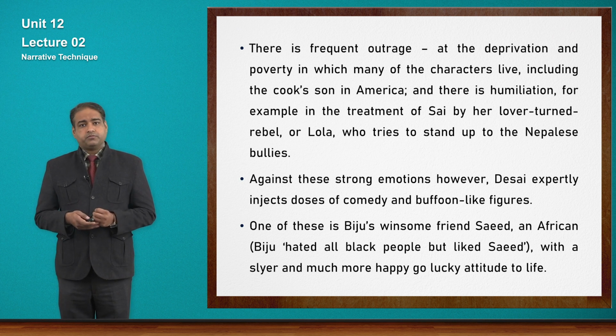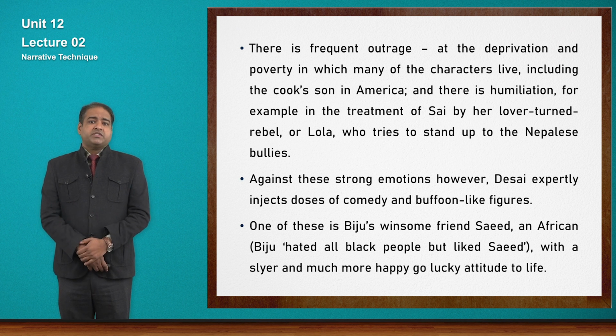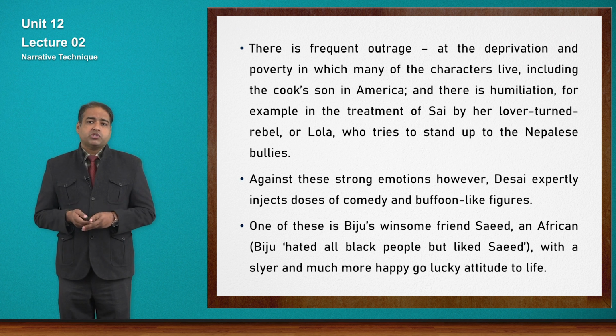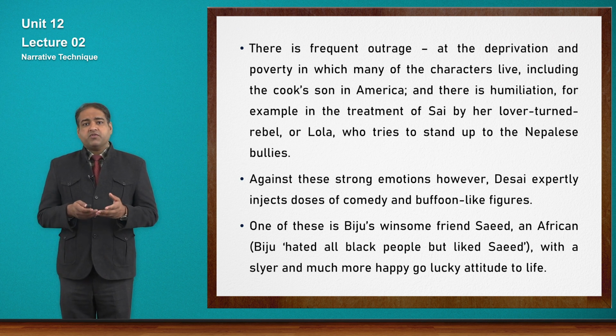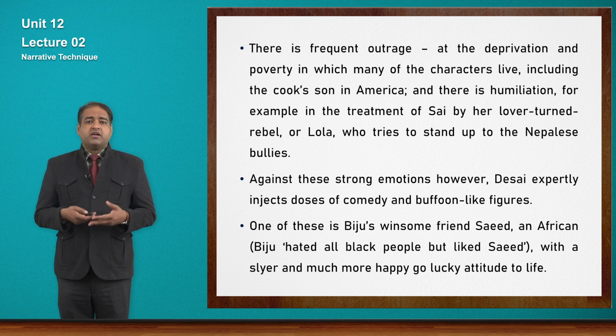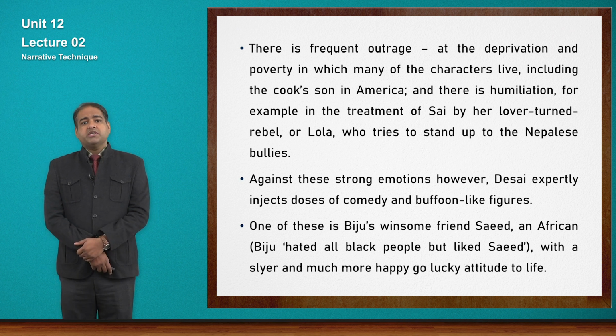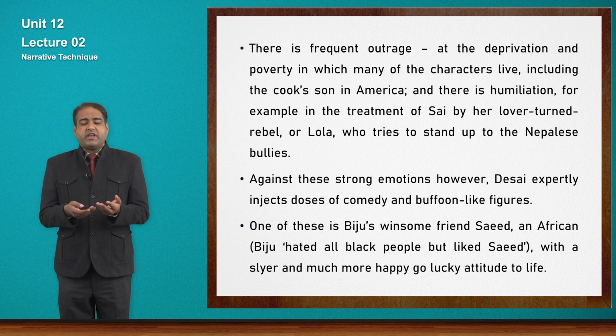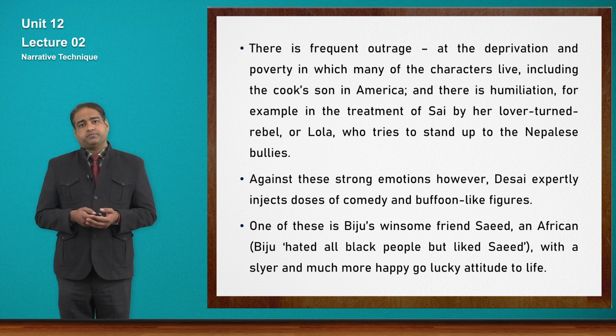So these are the buffoon characters who are in some situations visible in the story. One of these is Biju's winsome friend Saeed, an African. Biju hated all black people but liked Saeed, with his happy-go-lucky attitude to life. So there are scenes when Biju is talking to Saeed and there is a conversation between both of them where Saeed is behaving like a comic person, and all these dialogues create interest and a funny aspect in the story.